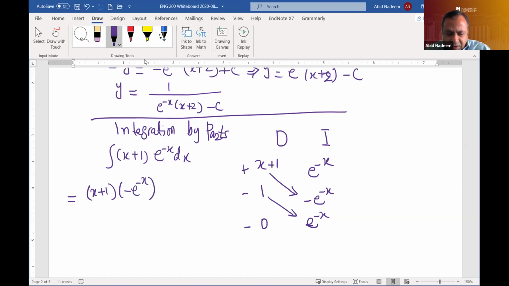Okay, and then you will take this minus sign. So minus and then minus 1 and then times e power minus x. So if you simplify this term, minus e power minus x into x plus 2, it will become the same term.